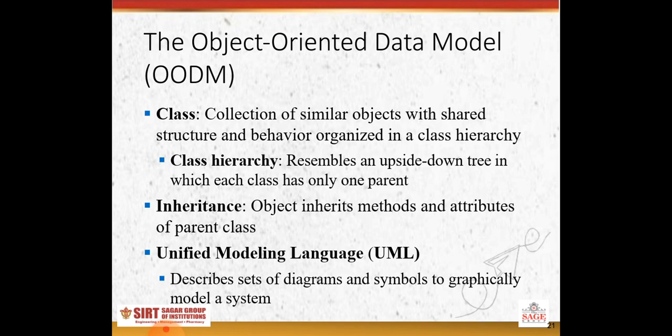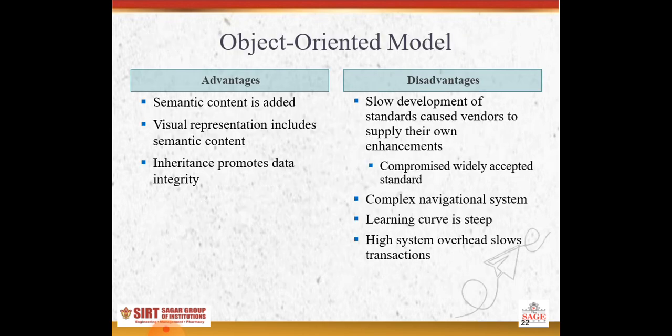Class hierarchy resembles an upside-down tree in which a class has only one parent. Inheritance: objects inherit methods and attributes of the parent class. Unified modeling language is basically a language which describes a set of diagrams and symbols to graphically model a system. These are the advantages and disadvantages of object oriented model.